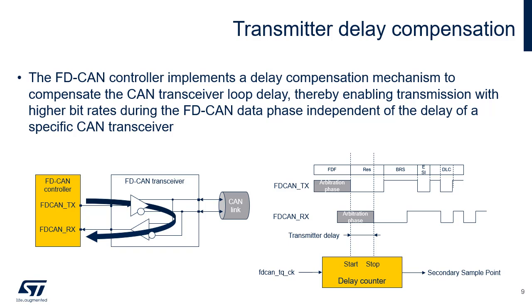through the transceiver to the receive input pin, FDCAN RX, plus the transmitter delay compensation offset. The transmitter delay compensation offset is used to adjust the position of the SSP inside the received bit, for example, at half of the bit time in the data phase.